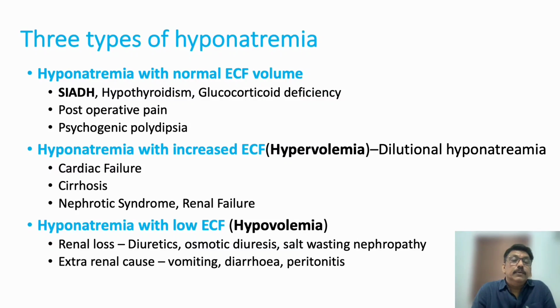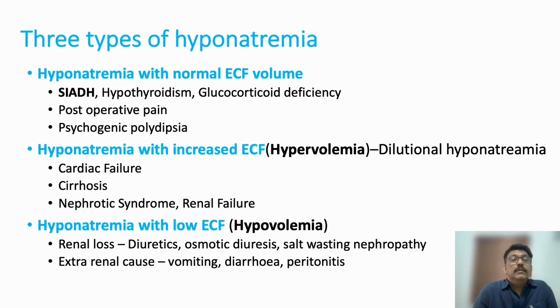Third one is hyponatremia with low ECF. The patient is having water loss with sodium loss. Renal loss can be due to diuretics, osmotic diuretics, like the patient may be on mannitol or have high blood sugar, salt wasting nephropathy. Extrarenal causes: vomiting, diarrhea, peritonitis. So these are the common causes for hyponatremia.